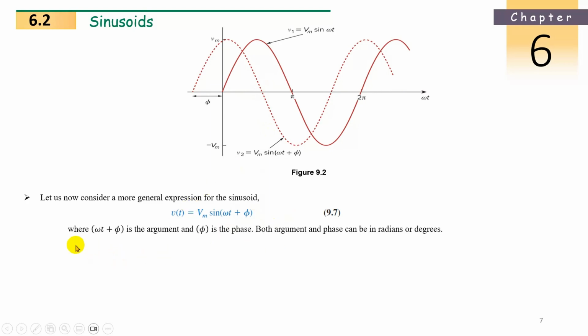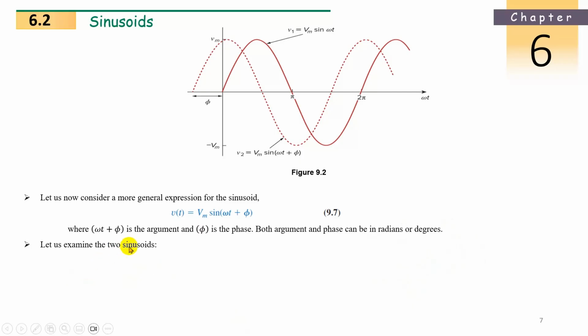Now, omega t plus phi is the argument of the sine. The sine argument is nothing but omega t plus phi. And what is phi? Phi is called the phase. How much phase? How much takhir, or khiyada? So phi is the phase, takhir or khiyada. Okay? Both the argument and phase can be in radians or degrees. You can express it in radians or degrees; sine will take care of that.